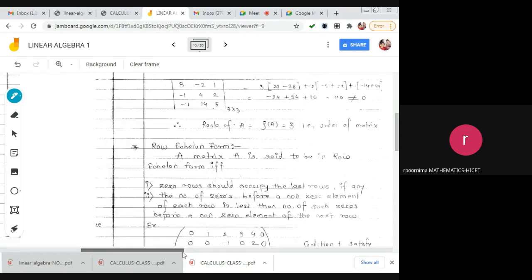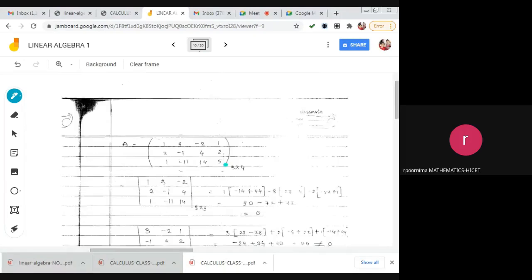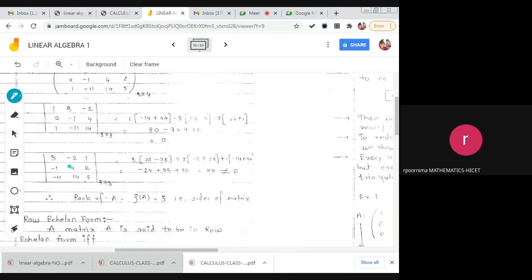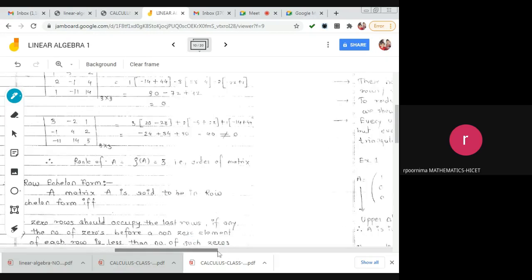So find the rank of the matrix. It is a 3 by 4 matrix, 3 rows, 4 columns. Consider any 3 by 3 matrix from the above matrix, then find the determinant value, which is equal to 0. Similarly, you can find another 3 by 3 matrix whose determinant is not equal to 0. So at least one 3 by 3 minor is not equal to 0 here. Therefore, the rank of the matrix is the order of that non-zero minor, so it is 3. This is one way.